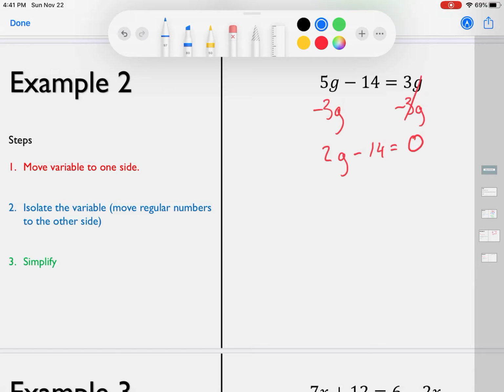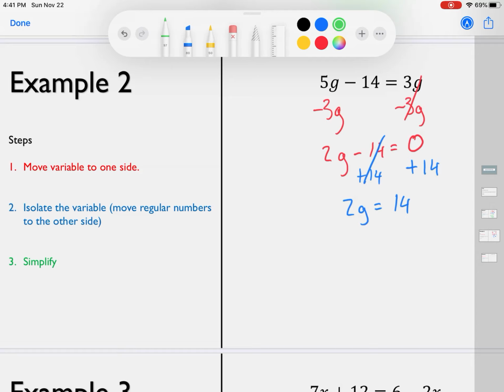So I have the variable on one side, but there's some other stuff there too. So I'm going to go into my second step and I'm going to isolate that term with the variable. I'm going to leave that 2g all by itself on the left-hand side. In order to do that, I need to get rid of the minus 14. So in order to get rid of the minus 14, I'm going to do the opposite operation. So they're subtracting. The opposite of subtraction is adding. So I'm going to add 14, which gets rid of that. And then 0 plus 14 on this side, which leaves me with 2g equals 14.